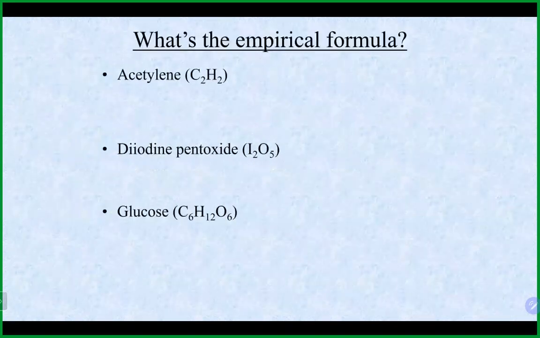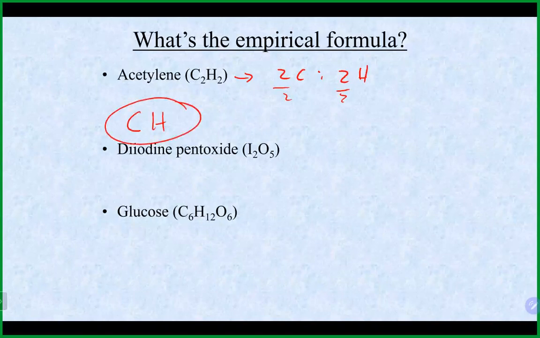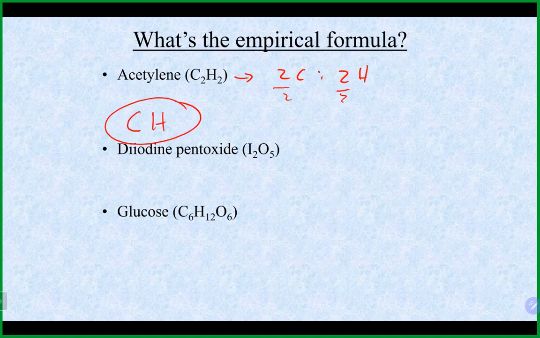All right, so take a moment here and figure out the empirical formula for each of these. This first one here, we have basically 2 carbons for every 2 hydrogens. You clearly can reduce those guys down by 2, which would basically give you 1 carbon for every 1 hydrogen. So the empirical formula there would be CH.